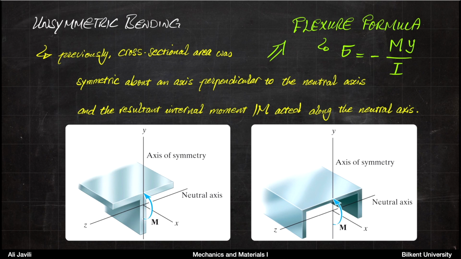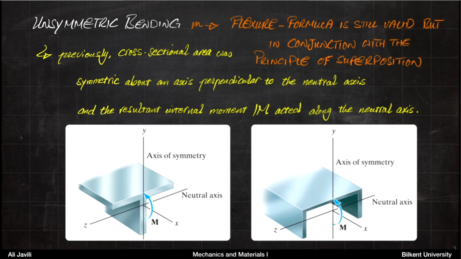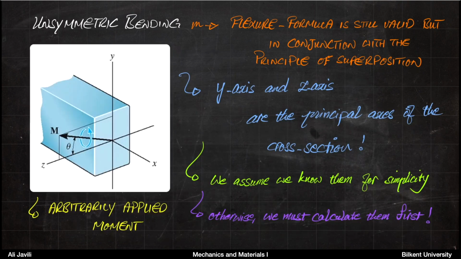Before we proceed, I want you to remember the flexure formula, sigma equals minus My divided by I. M is the internal moment, I is the moment of inertia. The flexure formula in principle is still valid even if we talk about unsymmetric bending, but then we may need to use it in conjunction with the principle of superposition. I will clarify that in the next slide.